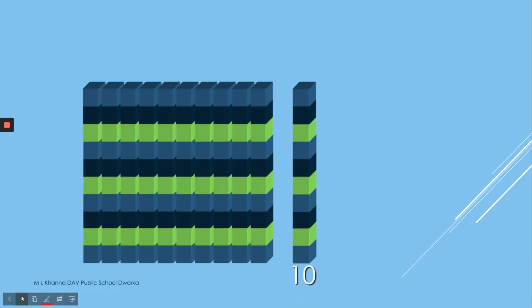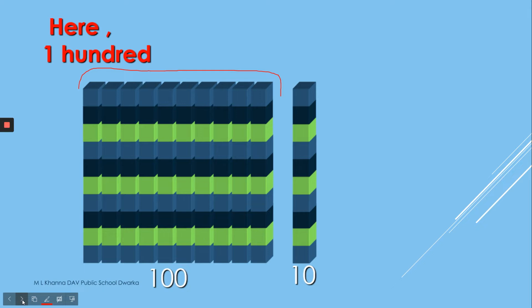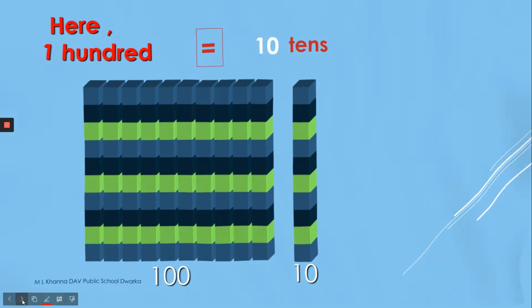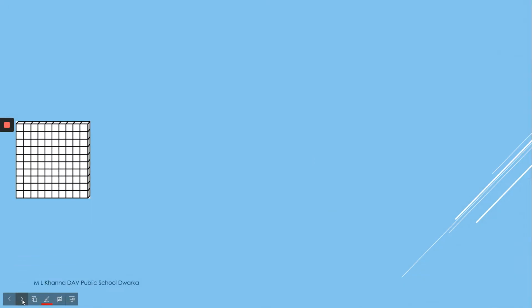Now, when 10 such sticks are joined, it forms a slab, and this slab is represented by 100. Now, tell me, children, 100 is equal to how many tens? Yes, it is equal to 10 tens. Now, children, this 100 is there.